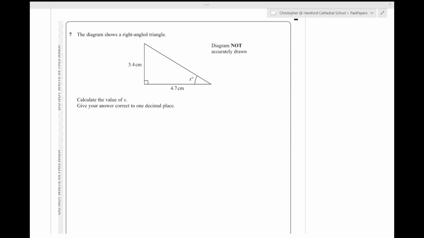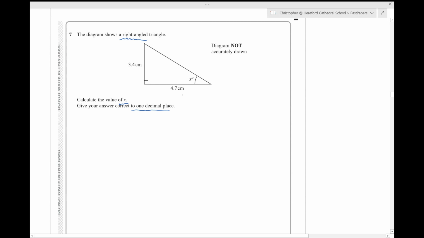The diagram shows a right-angled triangle, so I'm immediately thinking Pythagoras and trig. Calculate the value of x. I need to find the value of that angle, so I'm going to be using trig. Give your answer correct to 1 decimal place.